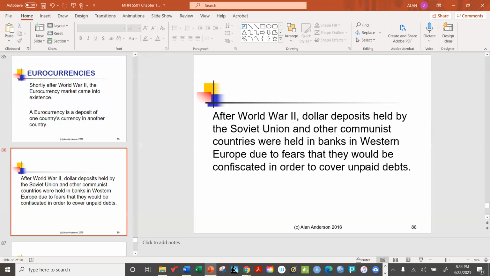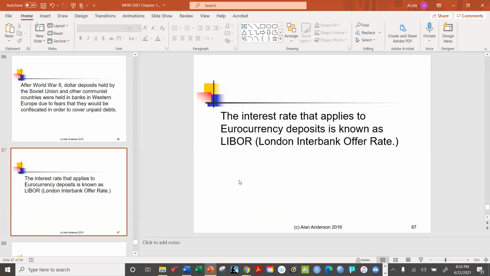Deposits held initially by the Soviet Union and other communist countries were held in banks in Western Europe, and they were worried about keeping their dollars in the United States because they knew that eventually the U.S. might decide to confiscate their deposits to help pay for any problems caused by these countries, such as unpaid World War II debts. The interest that applies to them, of course, is still LIBOR, although that, as we know, won't last too much longer.